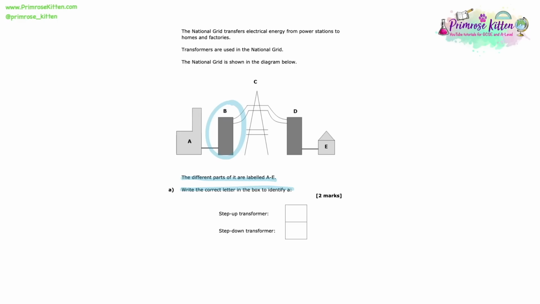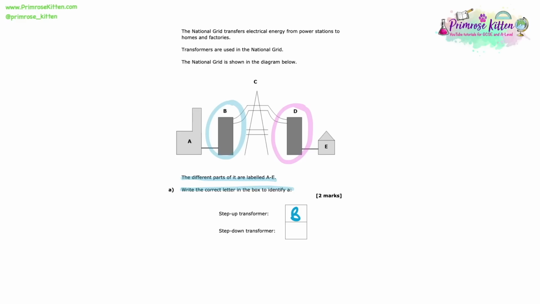So to answer this question, we need to recognise that step-up transformers are found before all of the pylons of the national grid. And that's because what they do is they increase the voltage so that when that electricity goes into those pylons, it has a very, very high voltage. And so in this case, the step-up transformer is B.